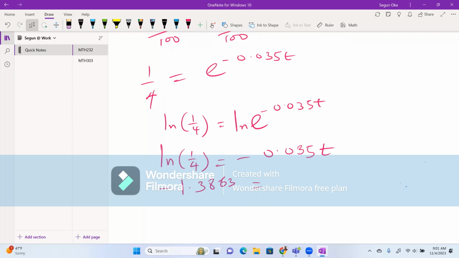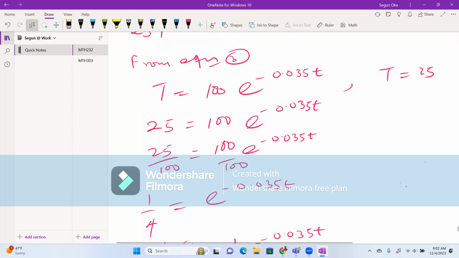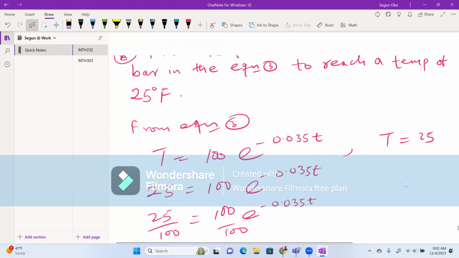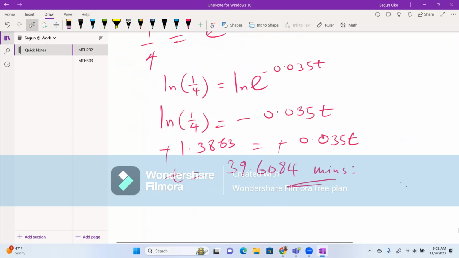If you solve this one very well, you have negative 1.3863 equals minus 0.035t. Divide both sides by 0.035. This negative will cancel this negative. Our t will be equal to 39.6084 minutes. So this is what you will get. Any question on that? Any question?